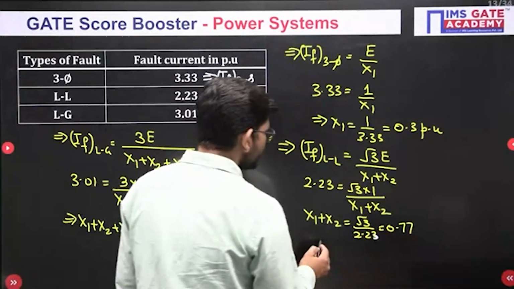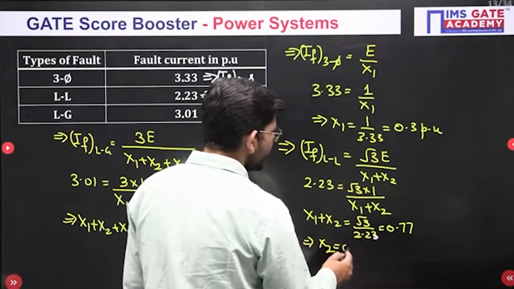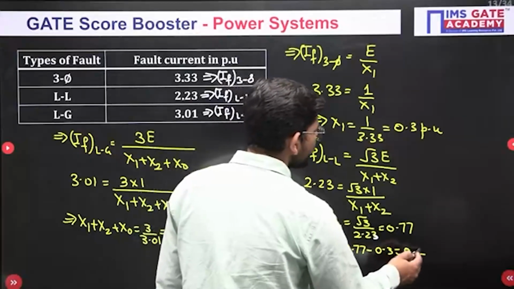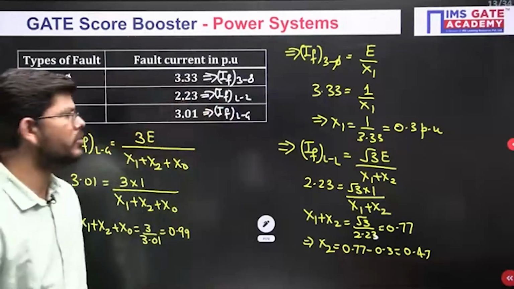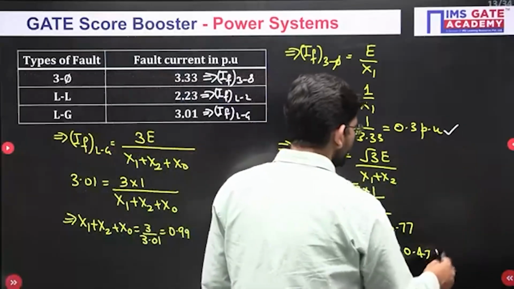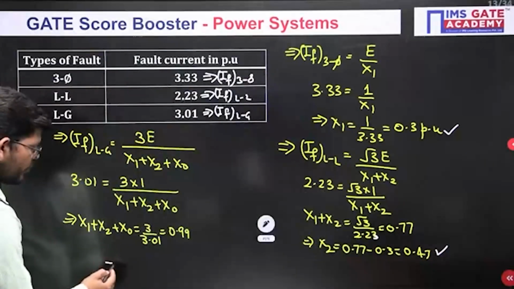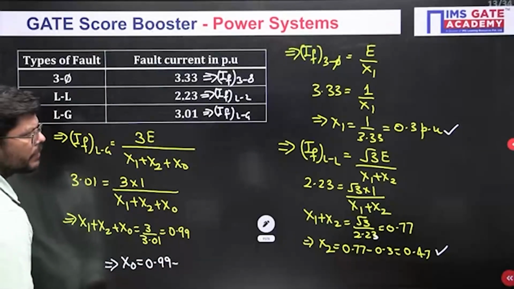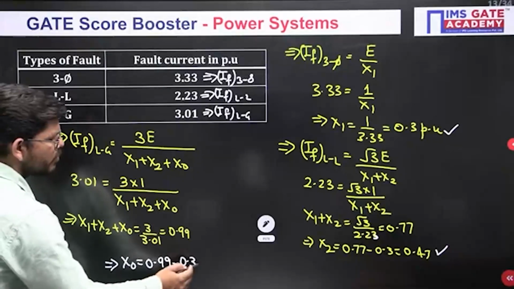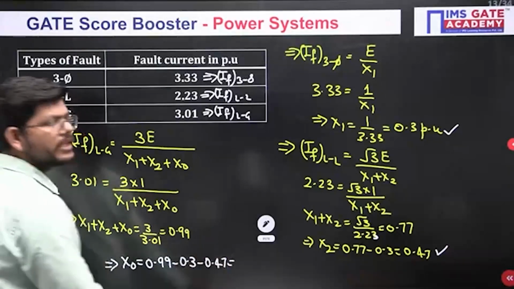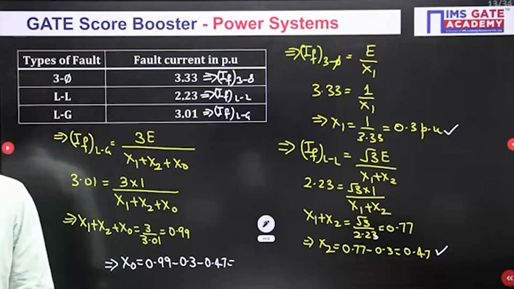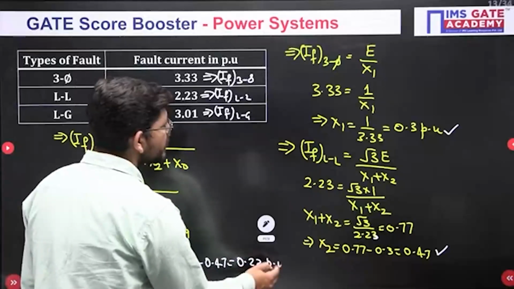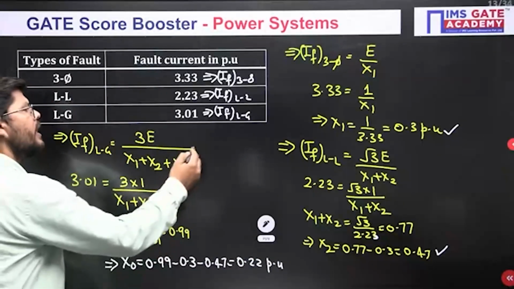Okay, and x2 we have to calculate because x1 we have already calculated. So 0.77 minus x1, minus 0.3, so you will get 0.47. So you cracked two values, x1 and x2. Now if you come back to this equation, from here what will be x0? It will be 0.99 minus x1. How much is x1? 0.3. x2, how much is x2? 0.47. So when you do this, you will get the value of x0 equal to 0.22 per unit.